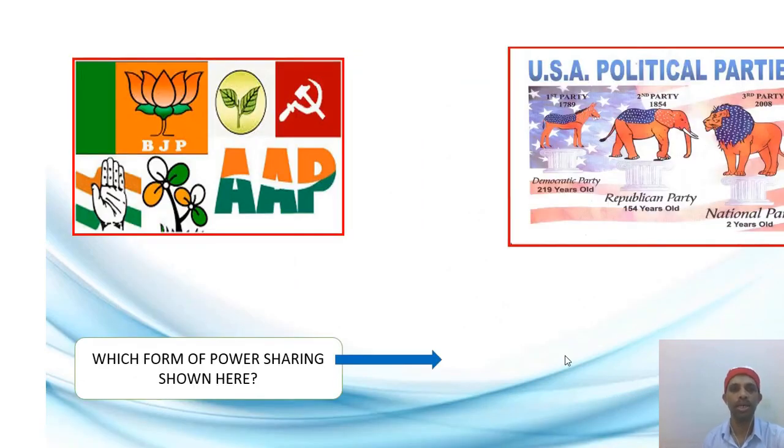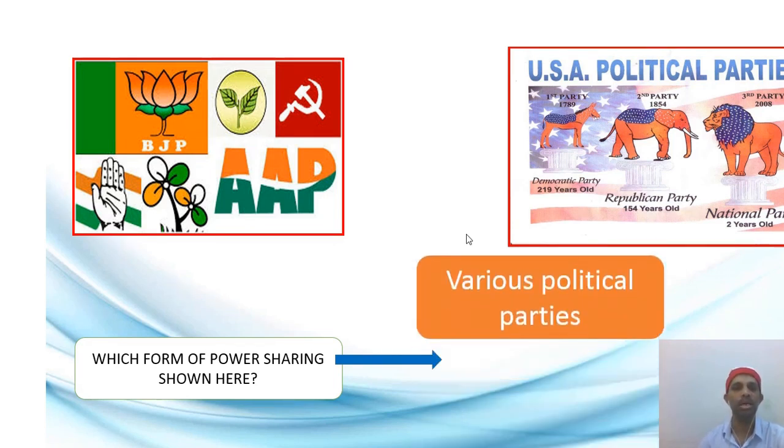Fourth form of power sharing. Check the pictures here. In India, there are political parties. I have taken an example of America with three parties: the Democratic Party, the Republican Party, and the National Party. In India, we have so many parties. So what is this form of power sharing I am referring to here? Various political parties. Power that is shared between various political parties in most of the democracies, we call it power shared among various political parties. So, power is also shared among various political parties in modern democracies.